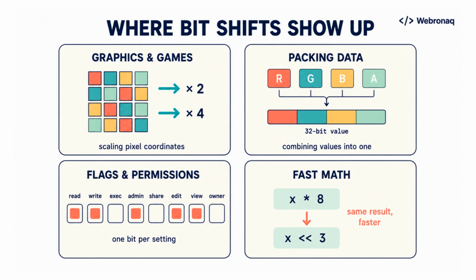Bottom left, flags and permissions. When a system stores 8 different yes or no settings, each one gets its own bit inside a single byte. Shifts are used to flip individual bits on or off without disturbing the others. File permissions in Linux work this way. Bottom right, straight up faster math. Writing x times 8 and x shifted left by 3 give you the exact same result, but the shift version skips the multiplication unit entirely. Modern compilers are smart enough to do this optimization for you, but in performance-critical code, programmers still write shifts directly to make the intent obvious. Bit shifting isn't some weird academic trick. It's a tool that's quietly running underneath almost every app on your phone right now.